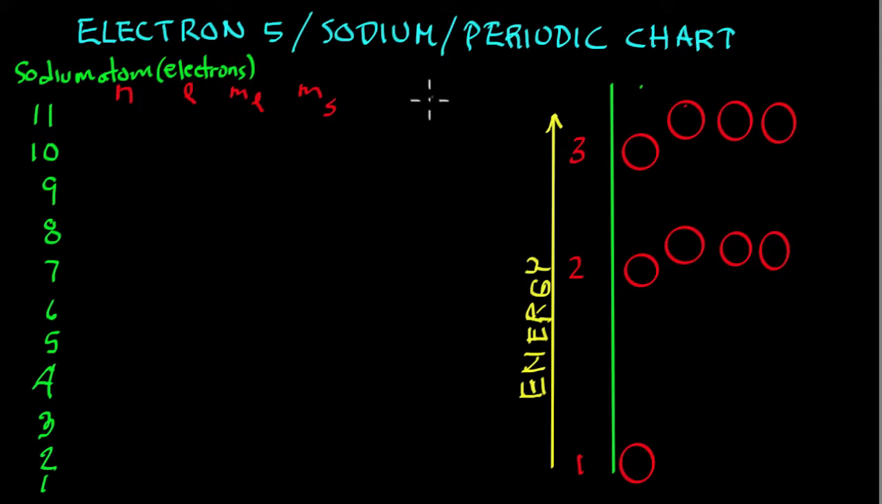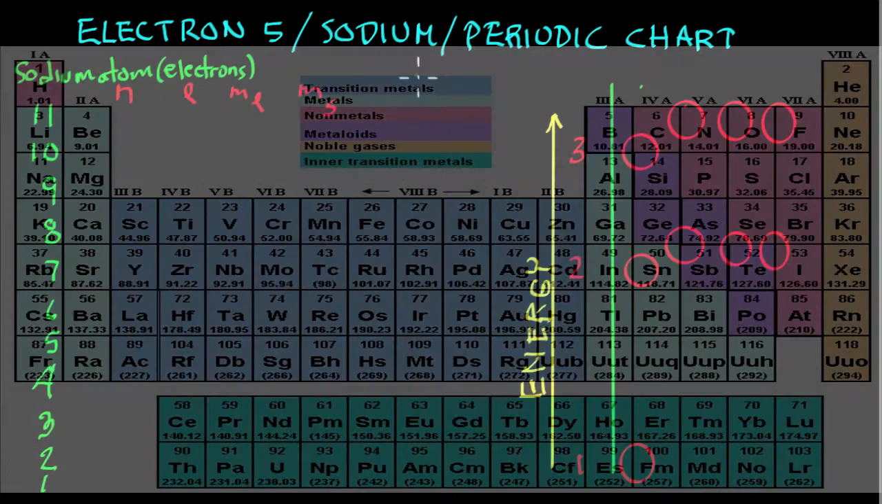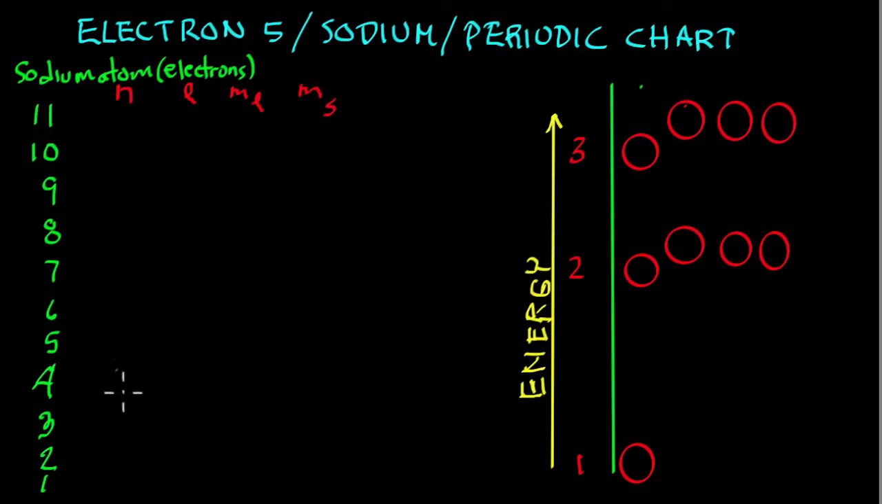If you look on the periodic chart here, what's the atomic number of sodium? It is 11. That means it has 11 protons in every nucleus, but it also has 11 electrons. And I have the electrons listed at the left here. Now we're going to build the sodium atom. We're going to start with the Aufbau principle.